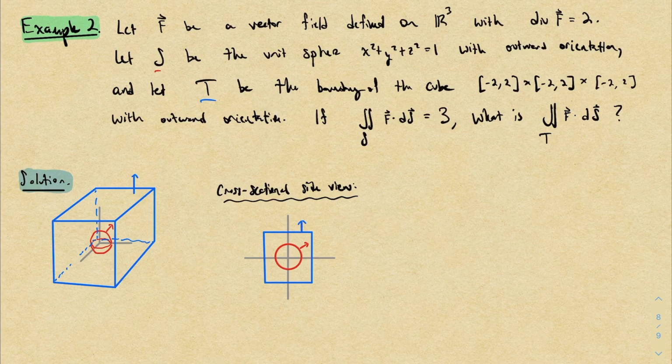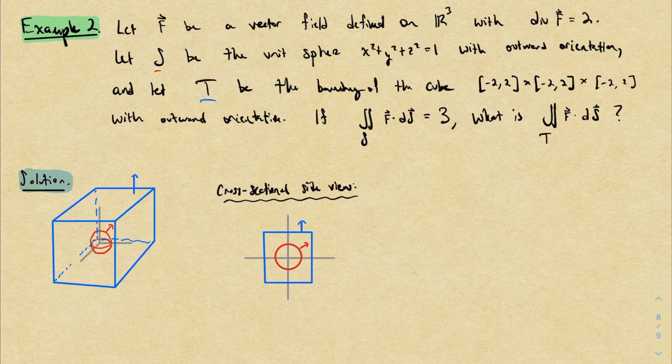Okay, so we have some pictures. Now we have to think about what to do. Our ultimate goal is the surface integral of f over T. And there's one thing that we definitely cannot do. We definitely cannot evaluate this directly. We don't even know what f is.